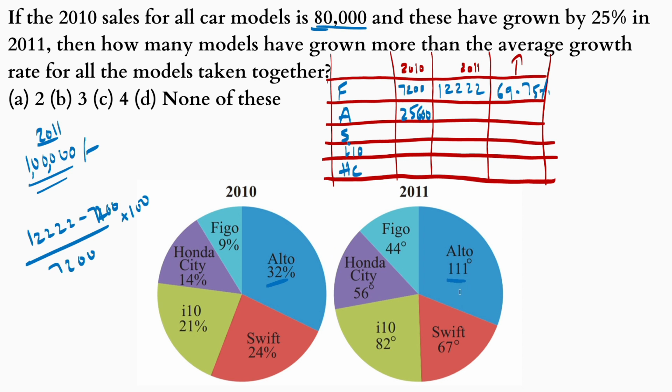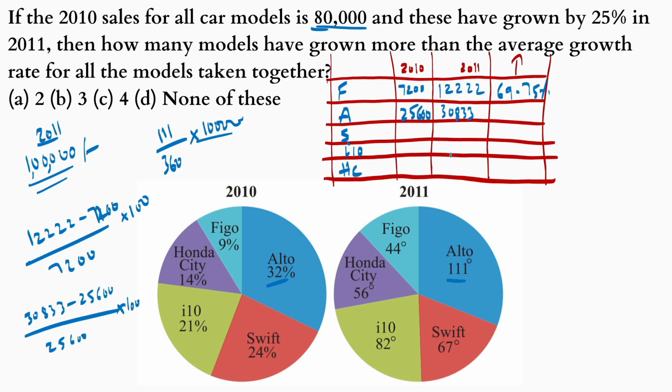And 111 degrees of 1 lakh rupees. So 111 by 360 into 1 lakh, right? This will be equal to 30,833. And what is the increase in percentage? 30,833 minus 25,600 by 25,600, which is the initial value, into 100. So calculate this and we'll get the value as 20.44% increase, right?